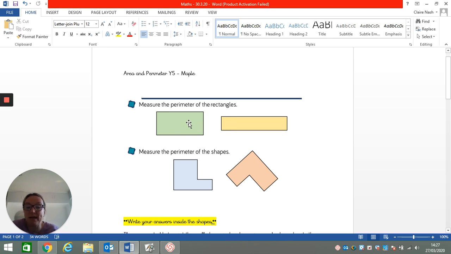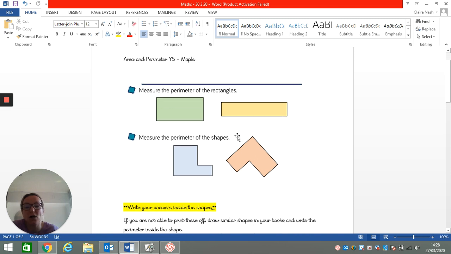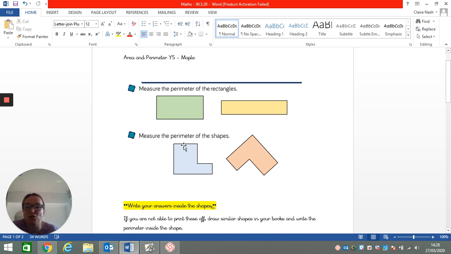Now, if you are unable to print these sheets off at home, just draw something of a similar size in your purple books and measure them, okay? It doesn't have to be these exact shapes if you can't print them off. The point of it is for you to be able to draw the shapes, measure them correctly, and then write the perimeter of your shapes either in the shapes here or in your books, okay? It's entirely up to you. Okay, and you've got two of those similar activities.